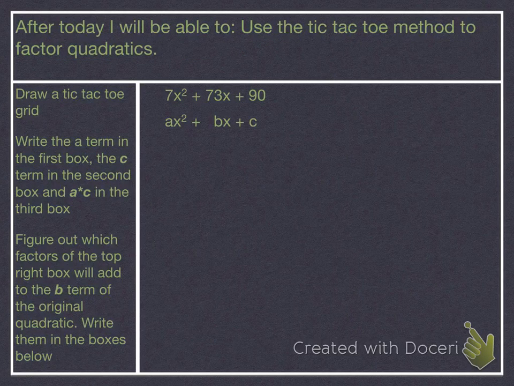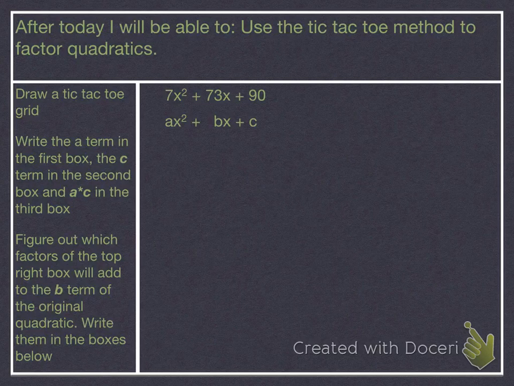Now, when we factor like these, they're not always going to be nice and easy, like x squared plus 4x plus 5. It's not always going to be that easy. Sometimes they might look ugly, like this one, where it says 7x squared. Now, how do we do that? Well, we do that by using this tic-tac-toe method.